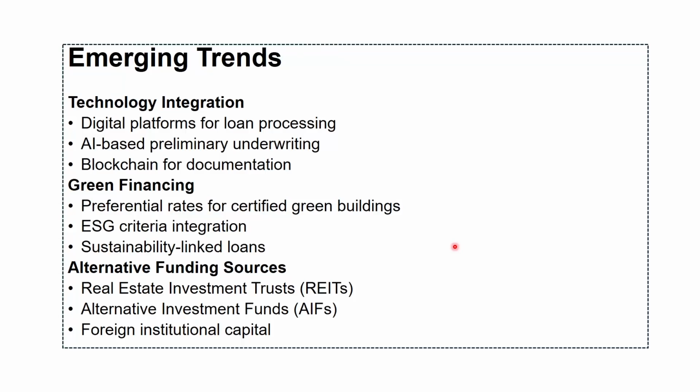Then what are the emerging trends we can see? Digital platforms for loan processing, a lot of fintech is coming in this area. AI based preliminary underwriting is there. Then blockchain for documentation is taking place for the safety and security of the documents. Then we are talking about green financing. So preferential rates for certified green buildings. So if the building is LEED certified, it becomes easier for it to be financed.